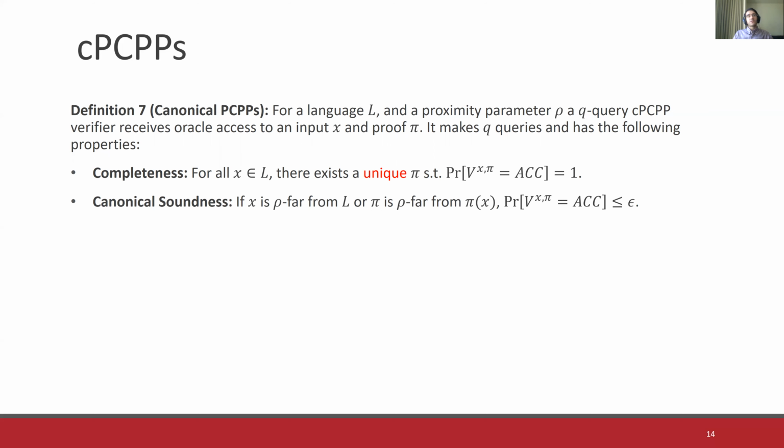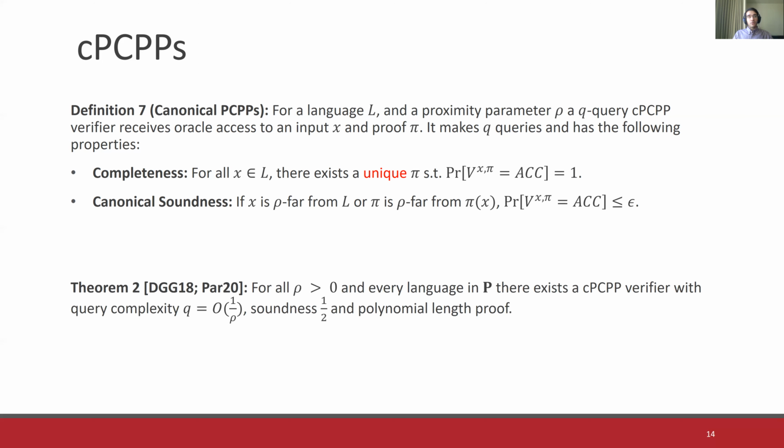And the canonical soundness property says that if the input x is far from being in the language, or if the proof is far from being the canonical proof, then the verifier accepts with tiny probability. And by the works of Dinur, Goldreich, Gur, and Paradise, we know that for all positive rho and every language in P, there exists a CPCPP verifier with query complexity of 1 over rho, soundness 1/2, and polynomial length proofs.